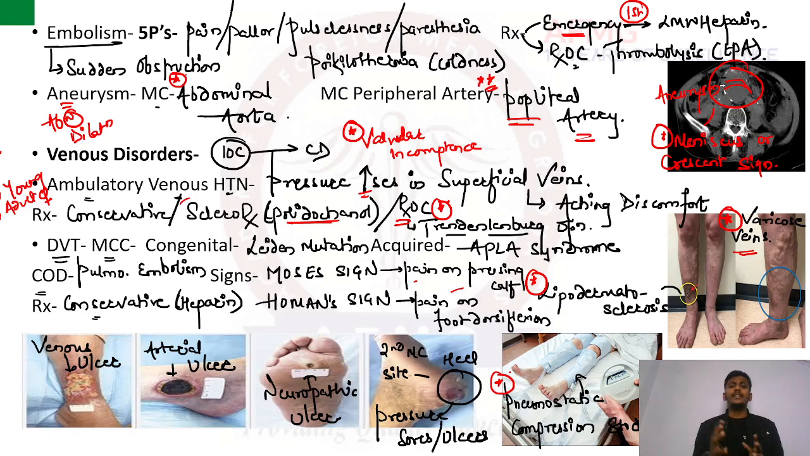Lipodermatosclerosis. Then talking further about DVT now. Deep venous thrombosis. So by the name itself you can remember, thrombus is forming in the deep veins, right? So there is thrombus formation in the deep veins of lower limbs commonly. So that is known as deep venous thrombosis.